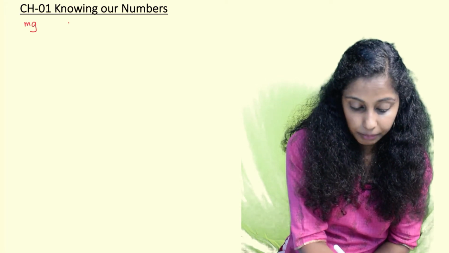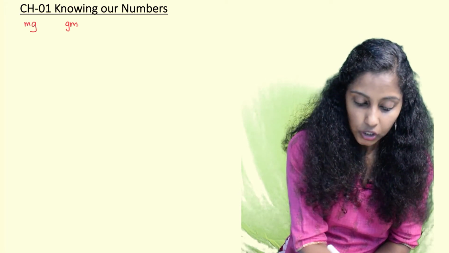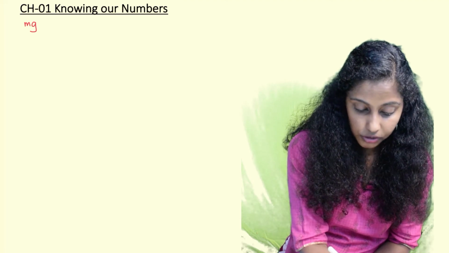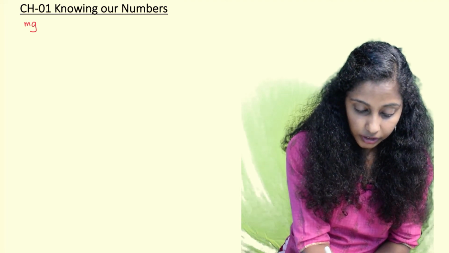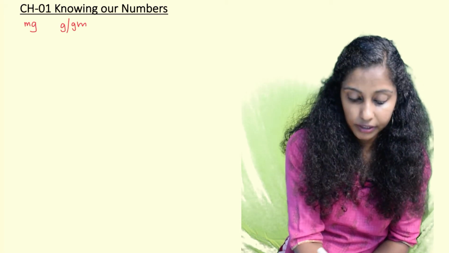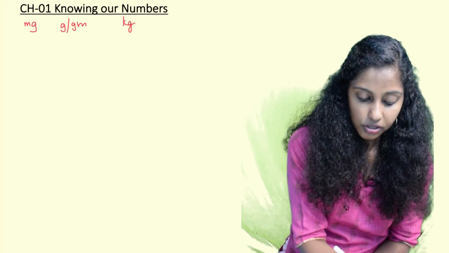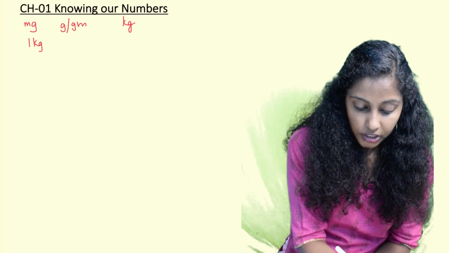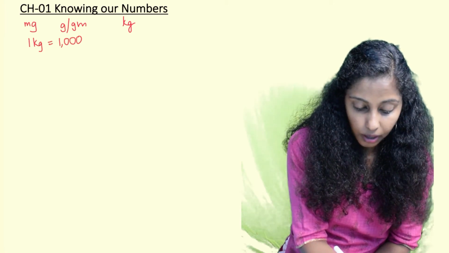Now, whatever we saw in units of weight in the beginning, there we had seen that the units used are milligram, gram or G. We can write only G also. We either write G or we write gram, both are one and the same, and then we write kg. So here 1 kg is equal to 1000 gram.